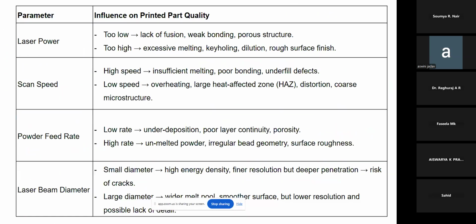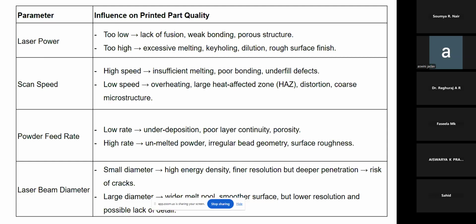Now I'm moving on to the laser parameters. If you increase or decrease the laser power, for example, mostly 500 watts of power is very sufficient for melting the stainless steel powder. If you use low laser power, there will be lack of fusion. The thermal energy you pour into the powder is not sufficient to fuse it. Because of that, you will have weak bonding and a porous structure. But if you use a high laser power, you will have excessive melting. Sometimes it may even vaporize.